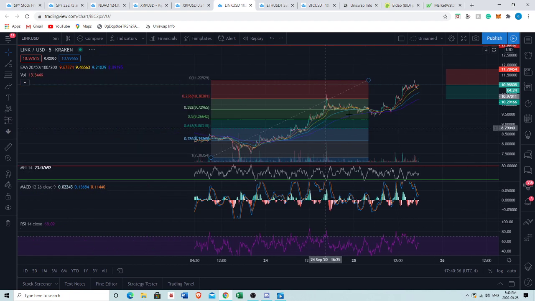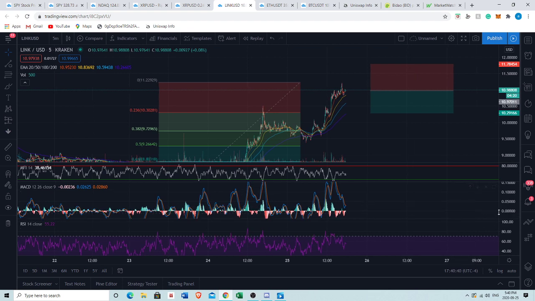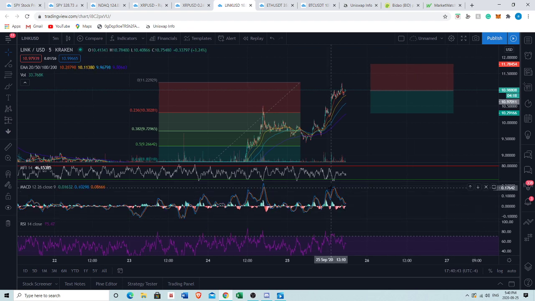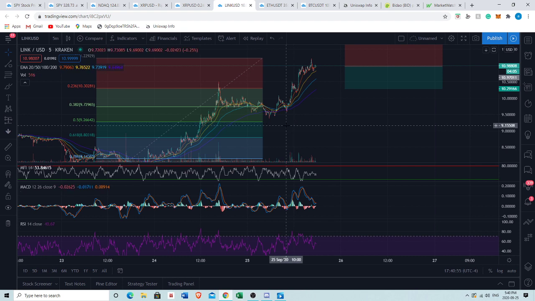Okay, so let's kind of talk about, wait, hold on here. Let me see what's going on. Ooh, yeah, look at this. The MACD, this is the 5-minute chart, is very much in overbought territory and is going down. The RSI continues to go down. This is looking weak.